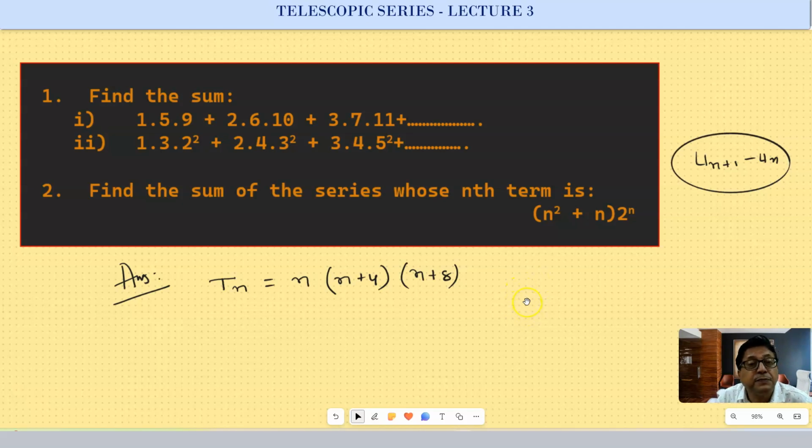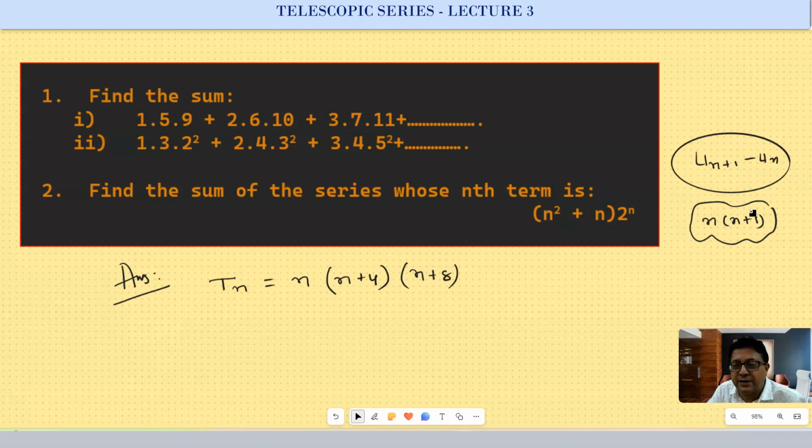Then what to do? You must think that we can express this one in the form of un plus 1 minus un, but not this whole thing in general. If we have consecutive terms in the product like n plus 1, then we can easily use the method we have discussed in the last class.